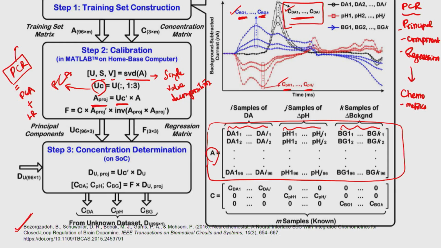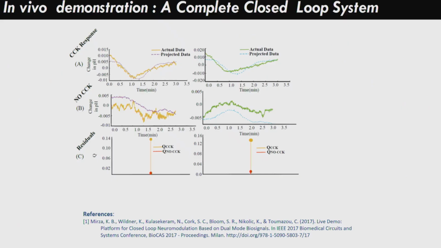So, what they do is they do the training of the chip and then they generate this principal component matrix and the regression matrices that they load into the chip, okay, and then they can use the chip for concentration. So, we also used a similar approach in this similar way.